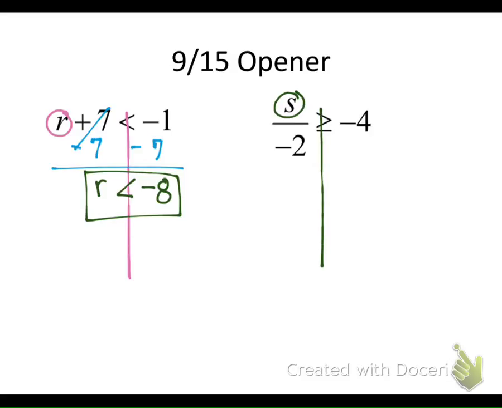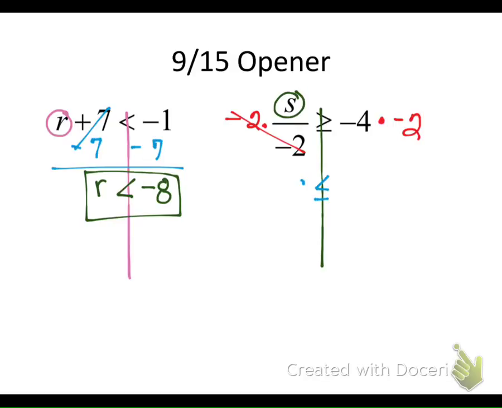The next one is s over negative 2 is greater than or equal to negative 4. So how do I get the s by itself here, Quenisha? Multiply. What am I multiplying by? Because I'm multiplying by a negative 2, what's going to happen to my inequality sign? Yeah, so I'm going to come straight down and flip that inequality sign so I don't forget. Because I'm multiplying by a negative number, I flip my inequality sign.